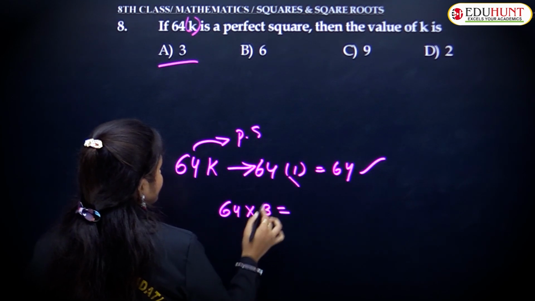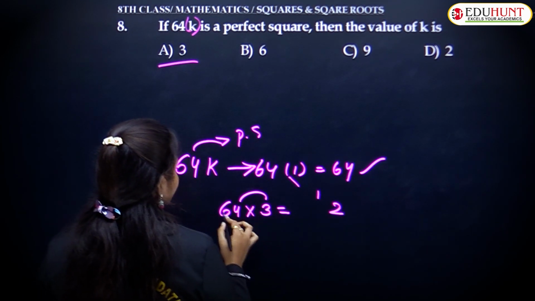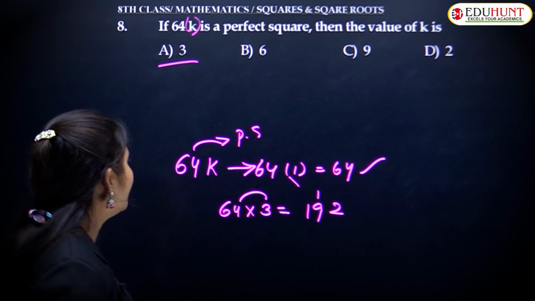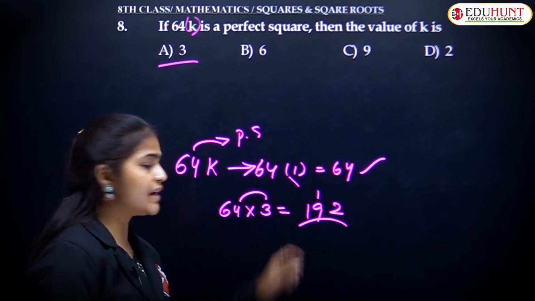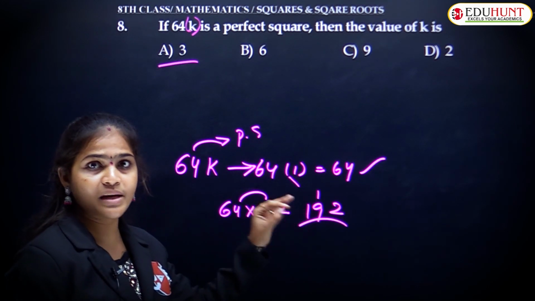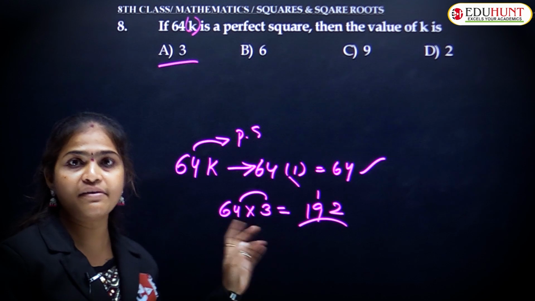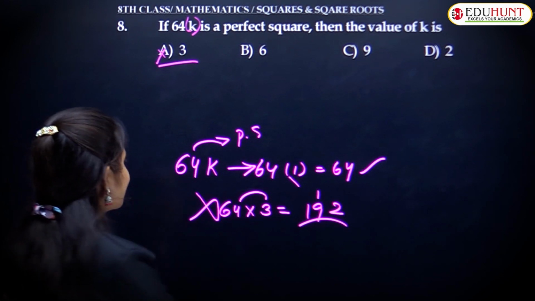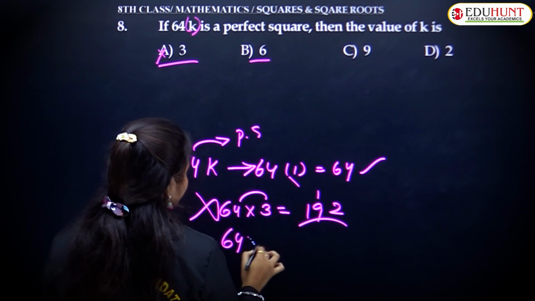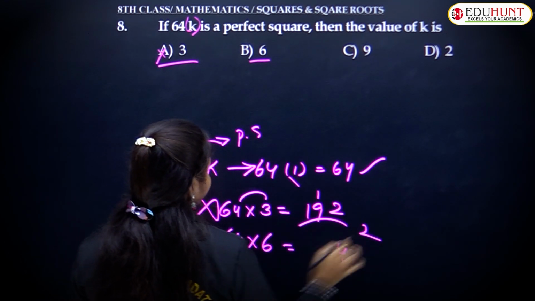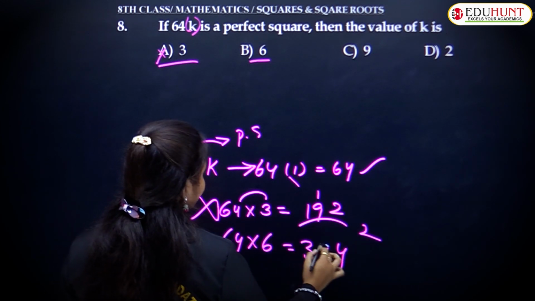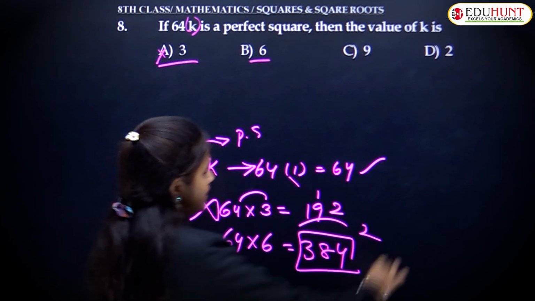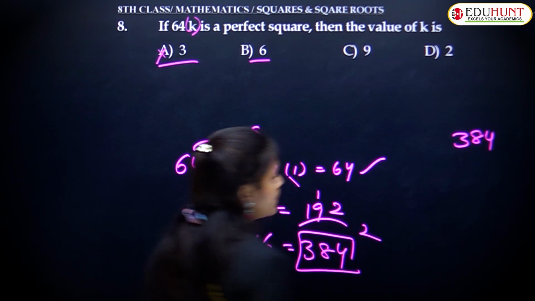64 into 3. 3 4s are 12, 3 6s are 18 plus 1 is 19. So this number is 192. We know that a perfect square never ends with 2. So this is the wrong option. Clear? Next, 64 multiplied by 6. 6 4s are 24, 6 6s are 36 plus 2 is 38. So 384. Okay, 384, there is a chance. So just leave that, we will check it.